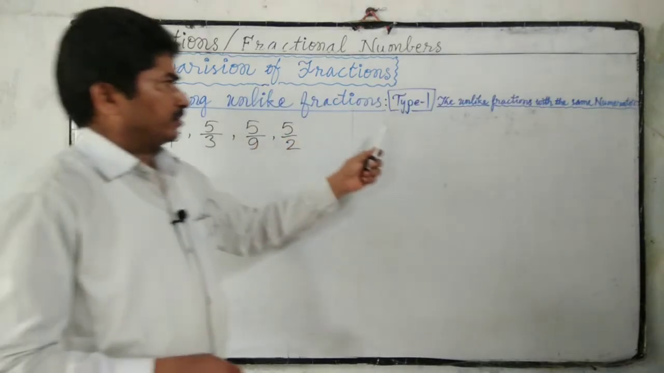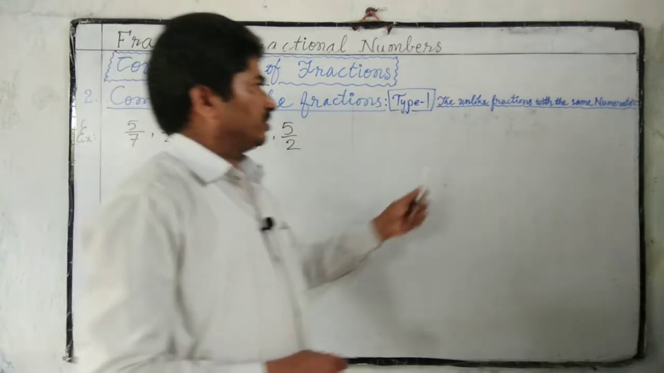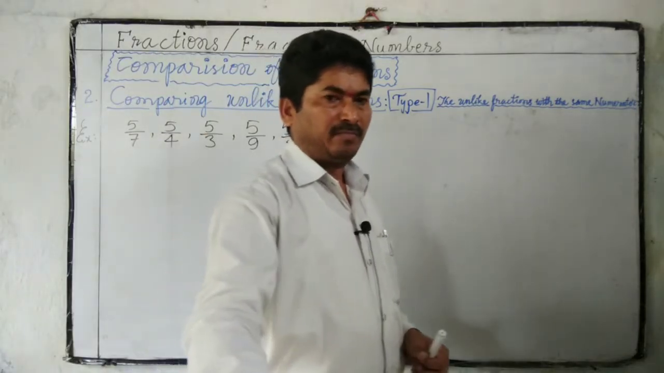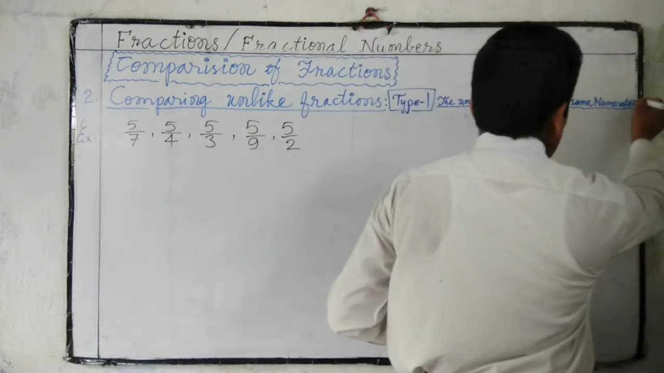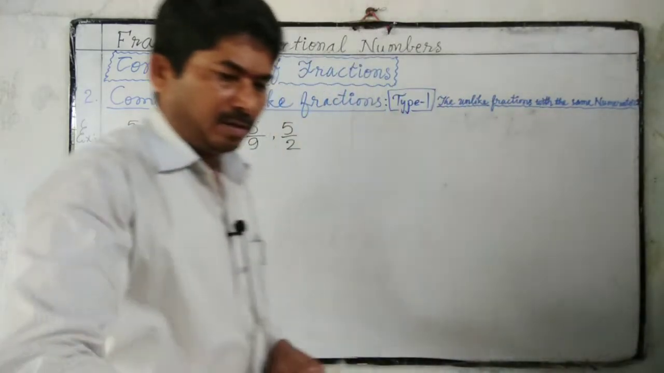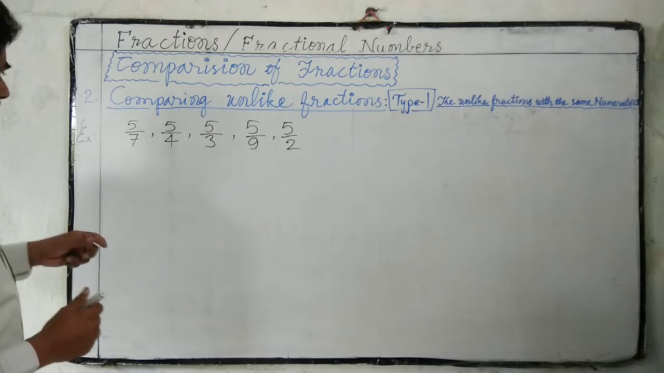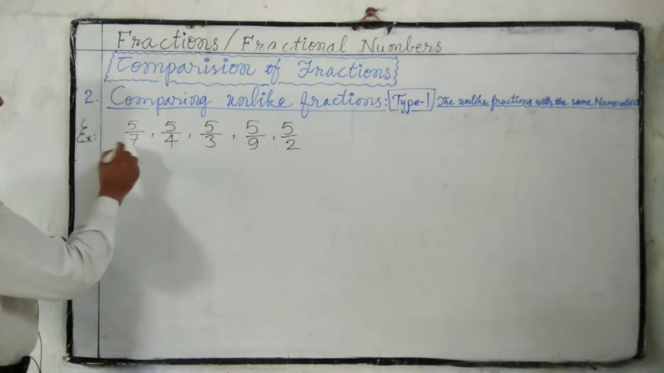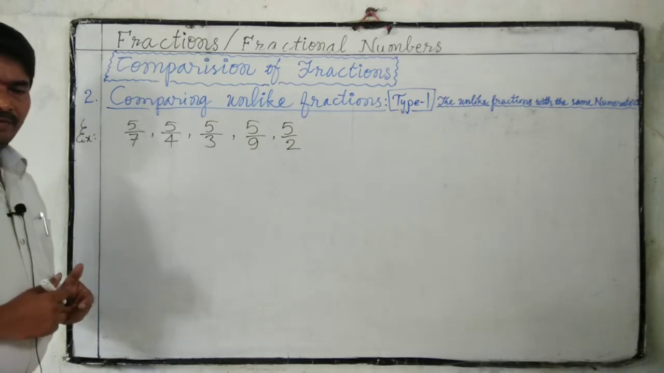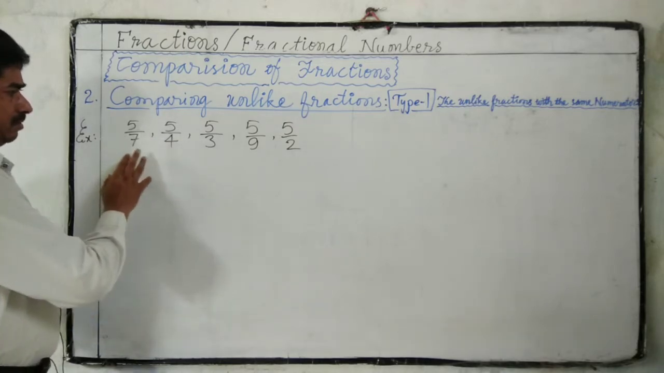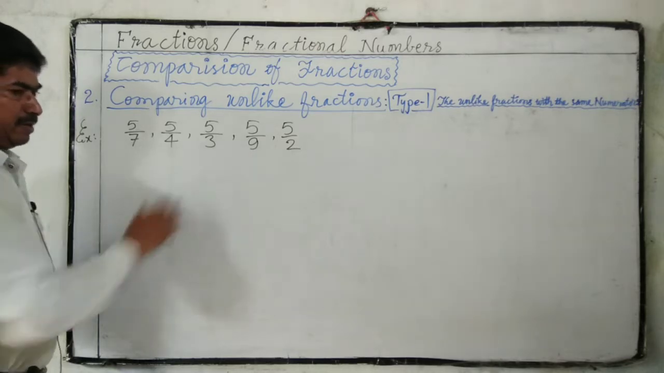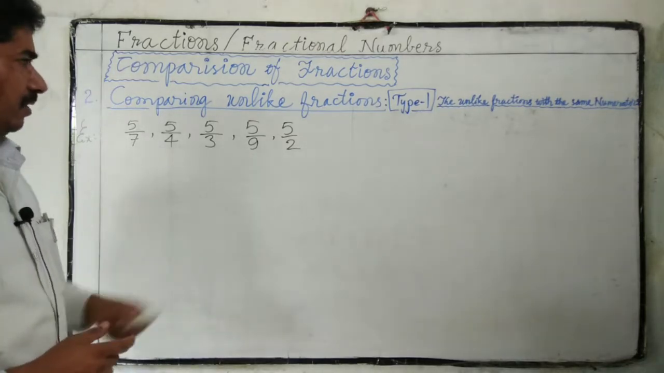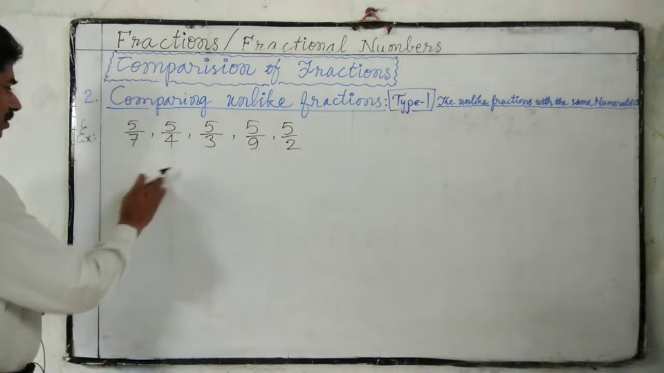Comparing unlike fractions. Type 1. The fractions with the same numerators. Let us see one example. These are unlike fractions because they have different denominators. So that's why these are unlike fractions.